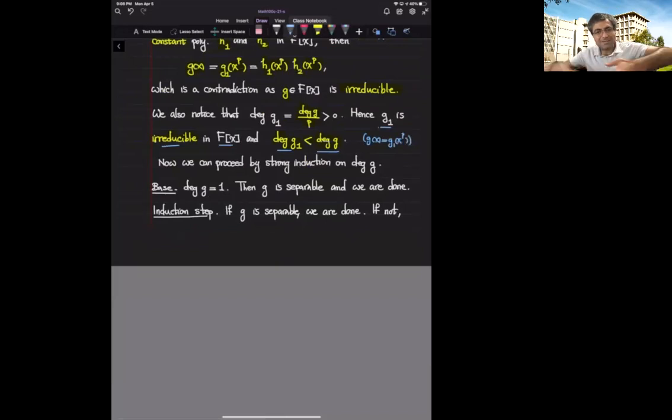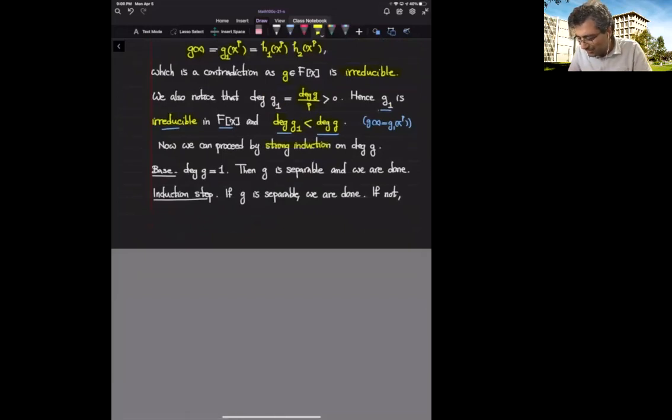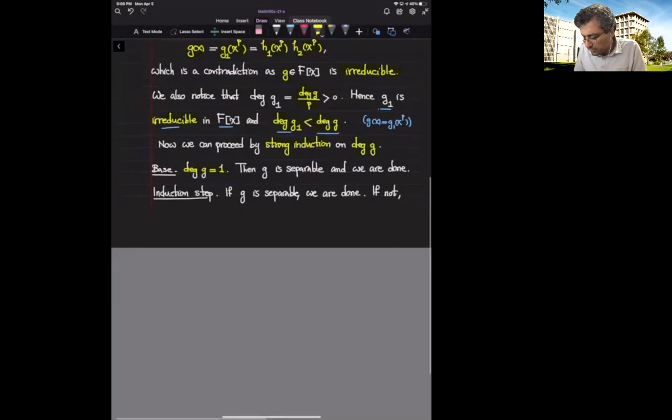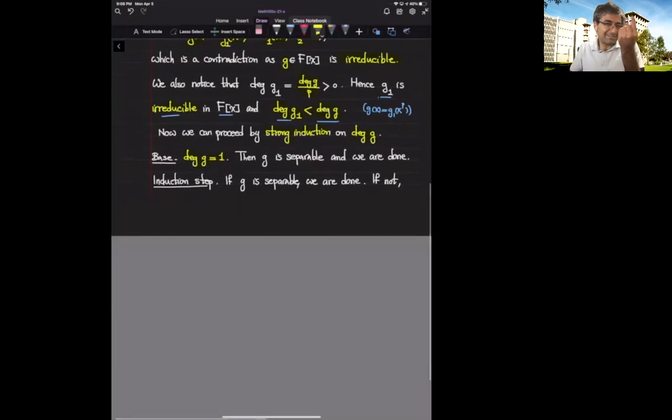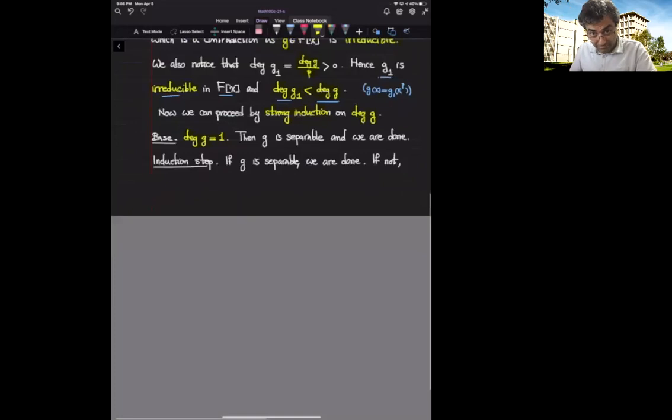Now we are going to repeat this again and again. Or alternatively, as always, whenever you hear the phrase again and again, it should remind you of some type of induction. So we are going to proceed by strong induction on the degree of the polynomial g. In the base of induction, if the degree is not a multiple of p, you can use the argument where you immediately see that it has only one zero inside F, so it's a separable polynomial. So in that case, we are done.